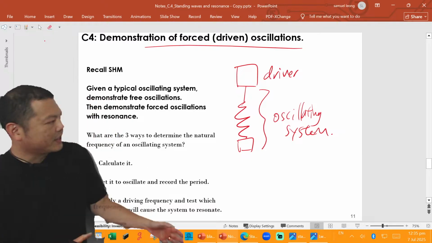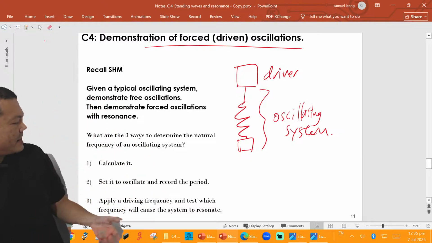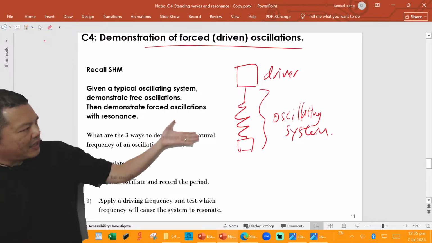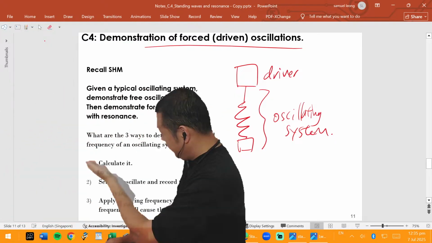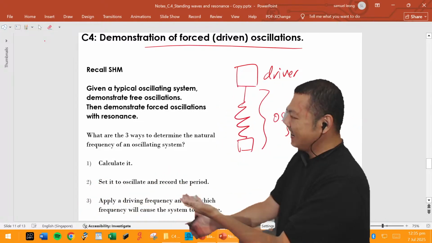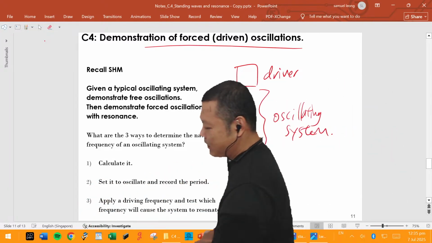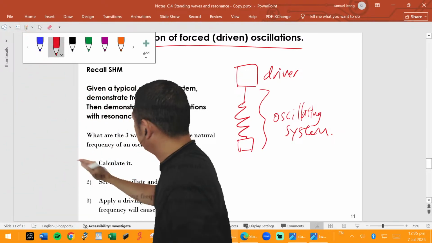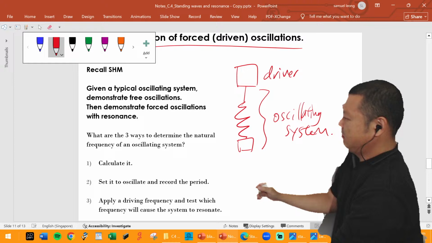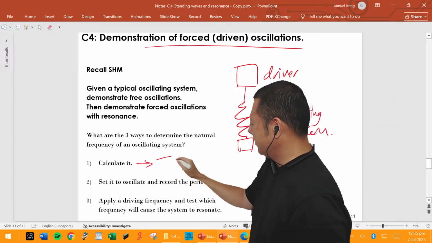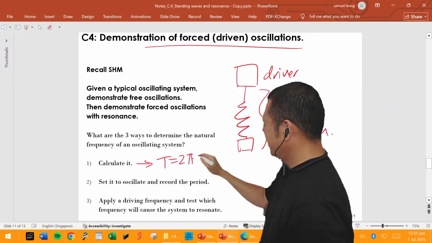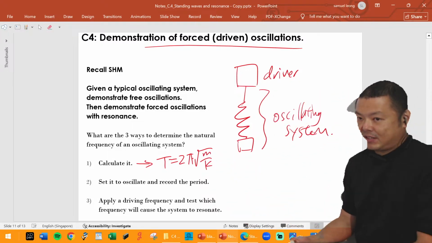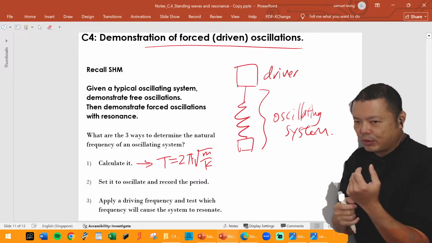So the first question is: what are the three ways to determine the natural frequency of an oscillating system? I think I went through that just now. First one is to calculate it. Let's say it's a spring mass system. Your T equals 2 pi square root of m over k. Correct? That's one way.